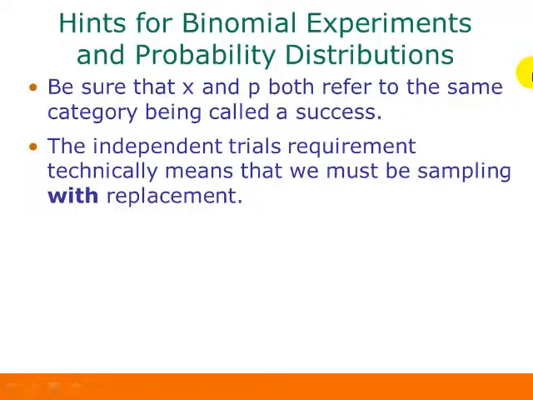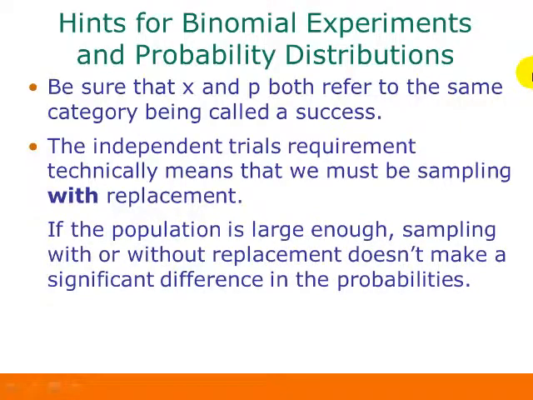Now, the independent trials requirement technically means that we have to be sampling with replacement. But if the population is large enough in the first place, then sampling with or without replacement doesn't make a significant difference in the probabilities. So for that requirement where the probabilities have to be the same for each trial, if we have a large population, then if we're sampling without replacement, it's still not going to make enough of a difference in the probabilities to matter.